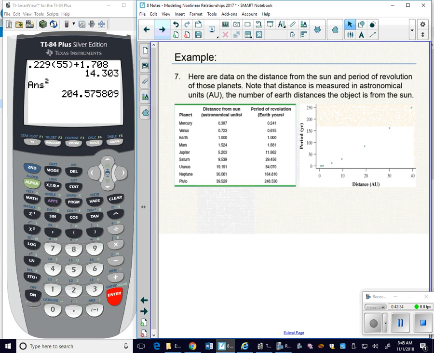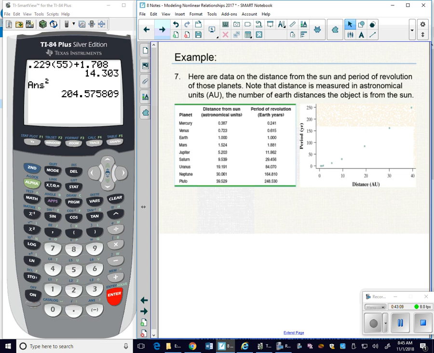On the AP exam, what I would anticipate, and this is what I have seen on several exams, is you're given the output and then you just have to interpret it. So if we take a look at problem number 7, it says this is the data on distance from the sun and the period of revolution of those planets. So like how long it takes for those planets to revolve around the sun. It says that the distance is measured in astronomical units and the number of Earth distances the object is from the sun. So it's not in miles, but it's in Earth years. And I guess it's not distance, it's the time it takes to revolve around the sun.